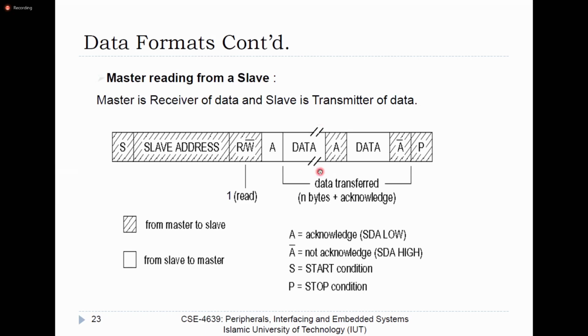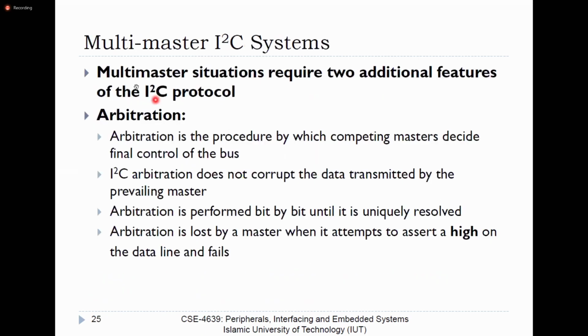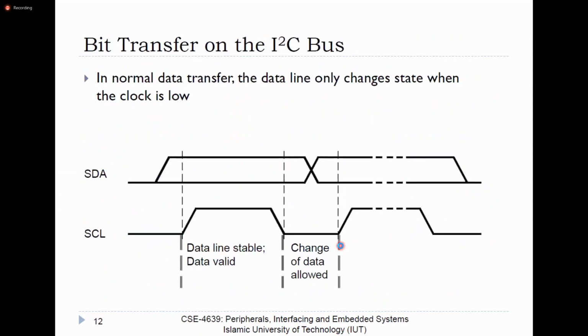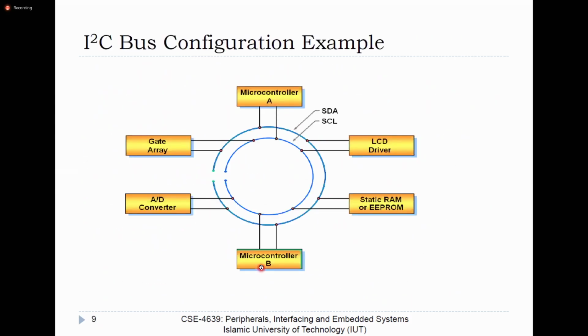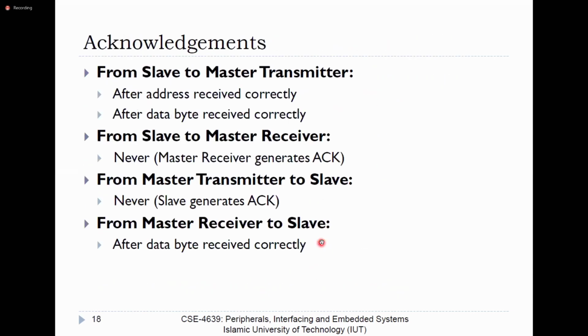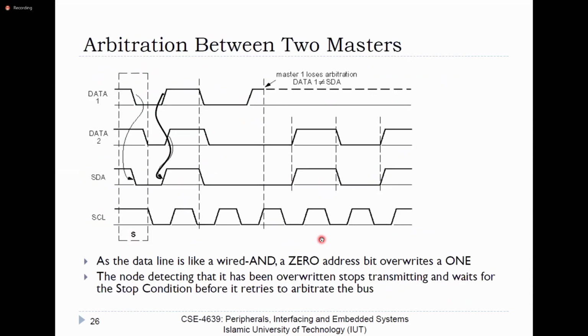Then I'll move to the multi-master concept. Multi-master concept means this scenario. There are two masters. Two cannot work simultaneously as a master, so we have to follow some arbitration procedure, similar to the wired AND technology.